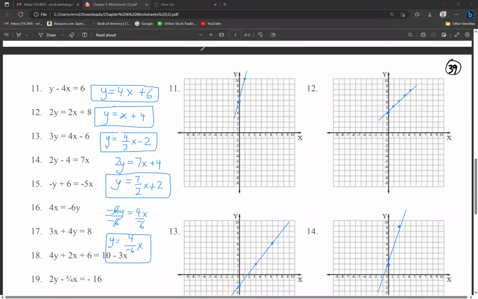Okay, so where's the first dot on this one? I'm going to draw number 17 on the graph of number 11. Okay. All right, so y equals -4/6x. Where's the first dot? What's the y-intercept on this one? 0. So where's the first dot? 0, 0. Good. Where's the second dot? Up 4 and to the left 6. Good, good.